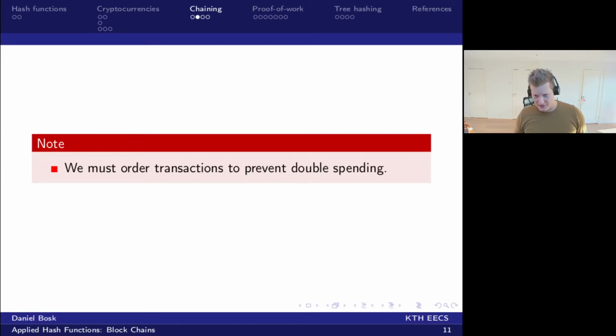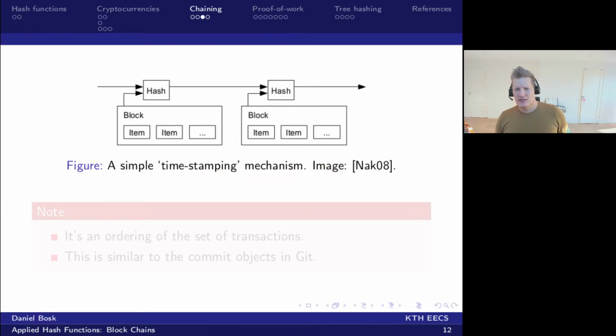That's not appreciated. So how do we solve this? So the idea is to create a simple time-stamping mechanism. And I put time-stamping in quotes because it doesn't really timestamp, it just creates an ordering. So the idea here is that we take a block with lots of items in them, and we put them into a hash and compute a hash, and we also put in the hash value of the previous one.